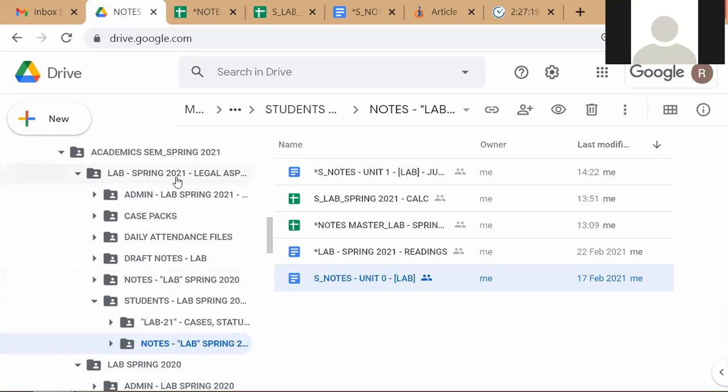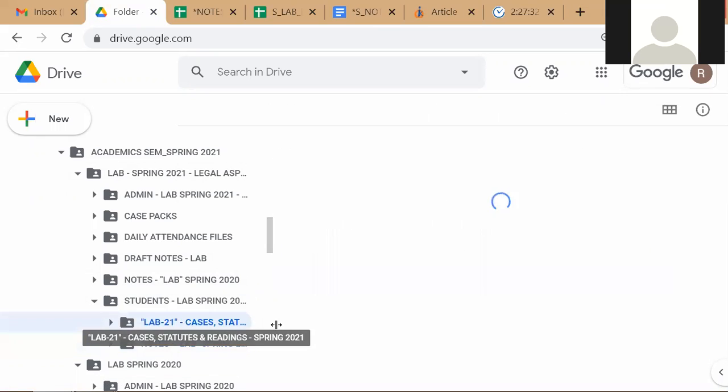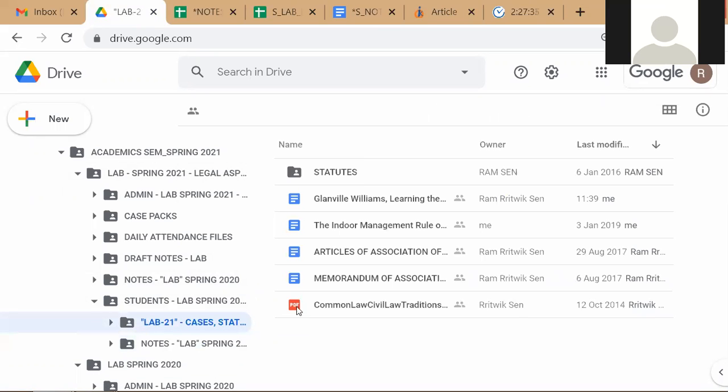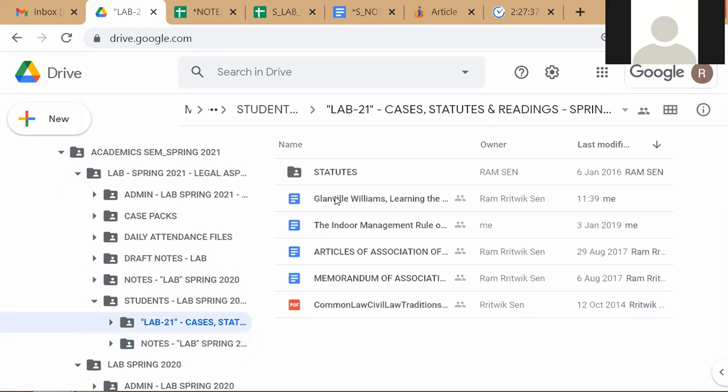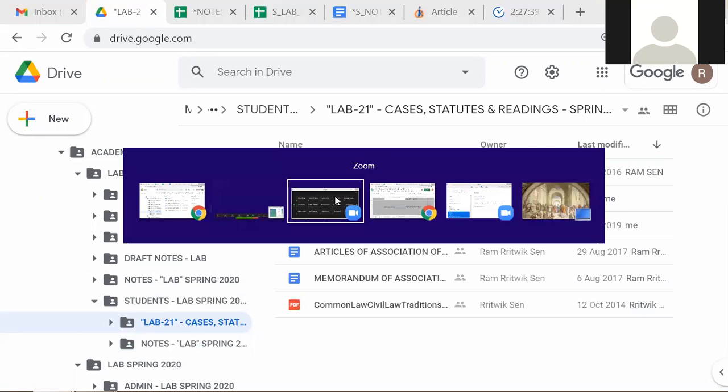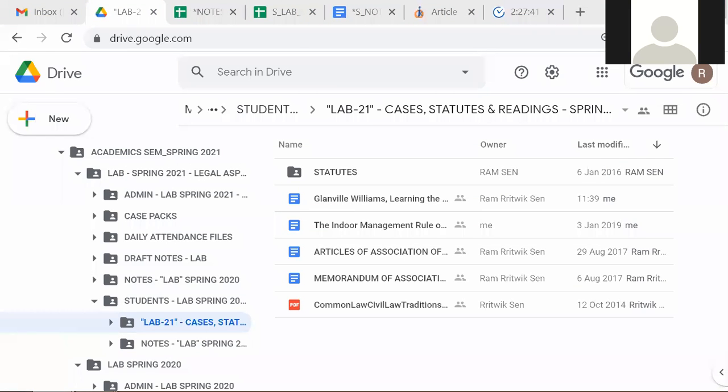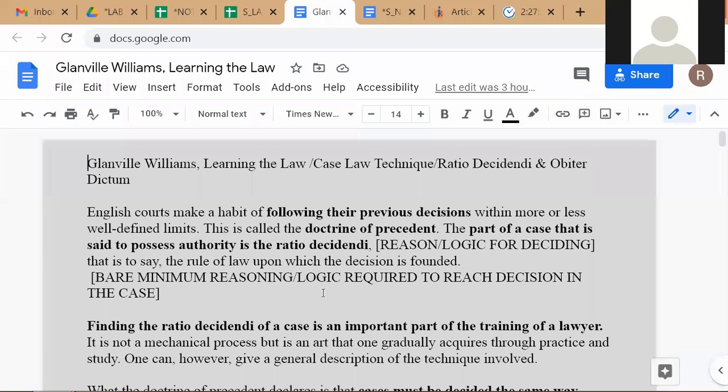So you have students lab 21. Under students lab you have notes, spring, this one. There is a folder called cases, statutes, etc. In there is an article by Glanville Williams called Learning the Law. You should read this article. This is important. This is part of your reading. When I say various things, some things are optional, but this is actually part of your reading.